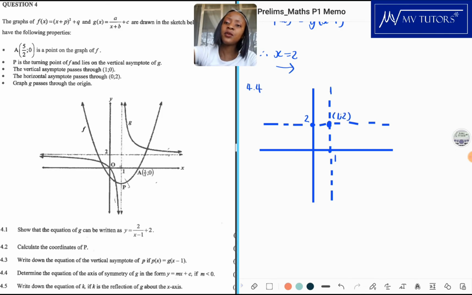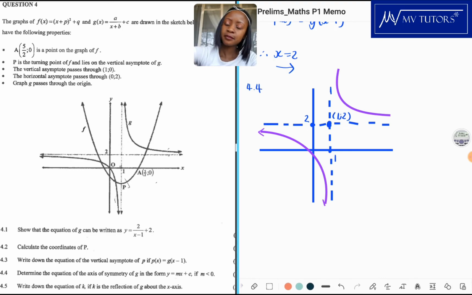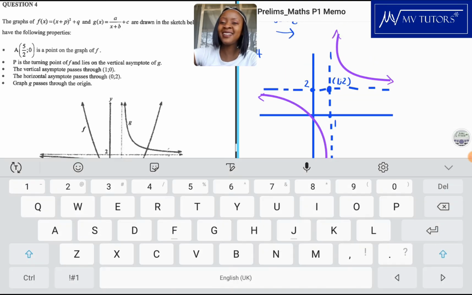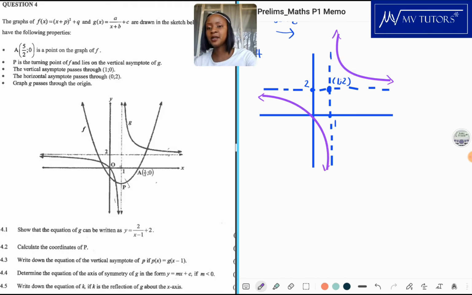Okay, then we have our function there. I'm just going to use a different color. We have G, yeah? And it passes through the origin. I just wanted to shift that. Okay, it passes through the origin.